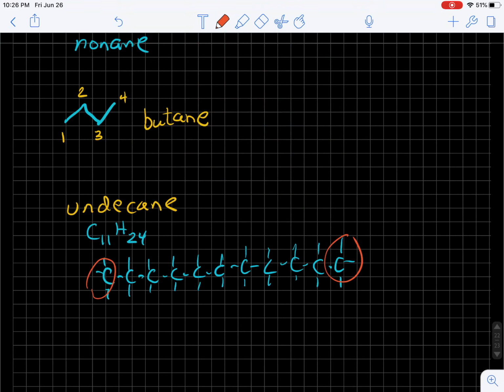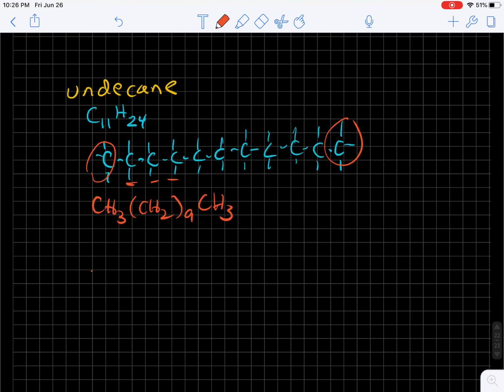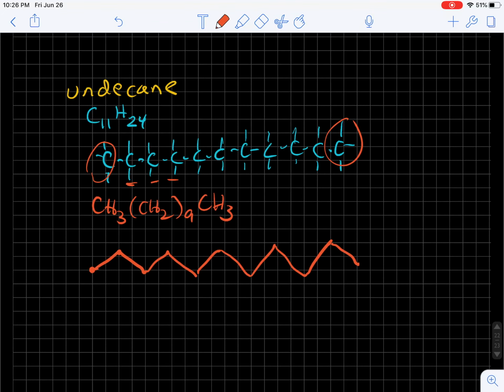Or remember, if we want to do condensed structure, we have a CH3 here on each end. And then we have CH2s in between. So we could write CH2, parentheses 9, and then another CH3. And I would have to accept that as well. And then finally, 1, 2, 3, 4, 5, 6, 7, 8, 9, 10. But undecane is 11. So there we go.